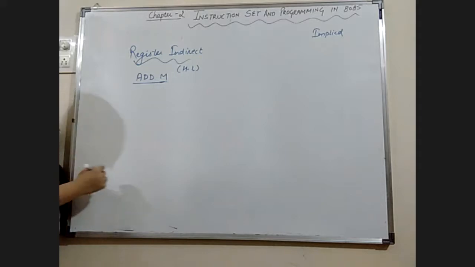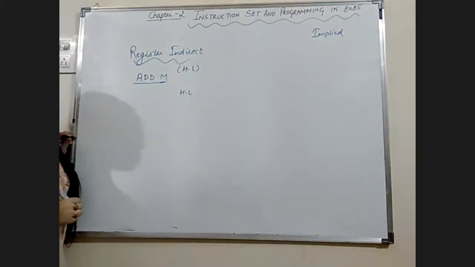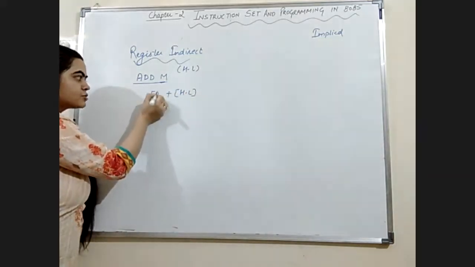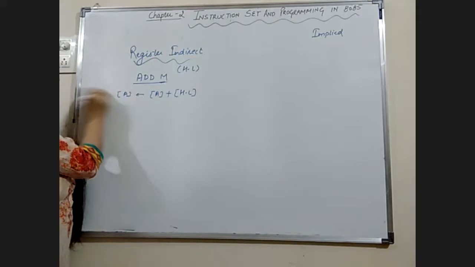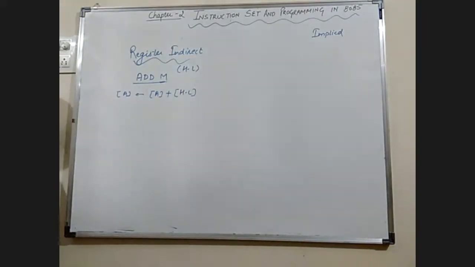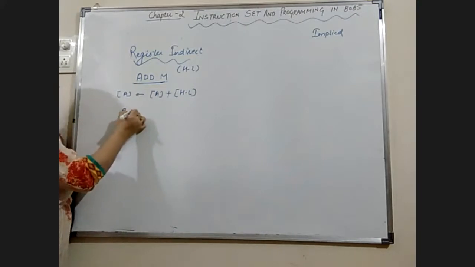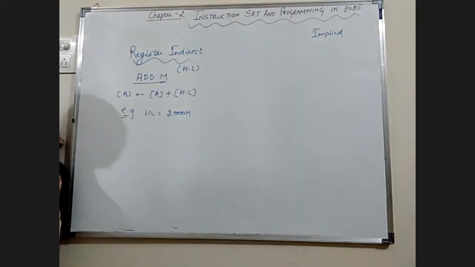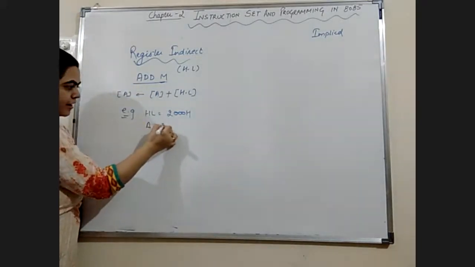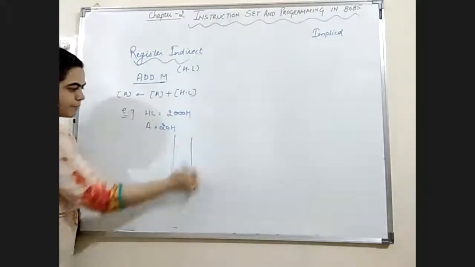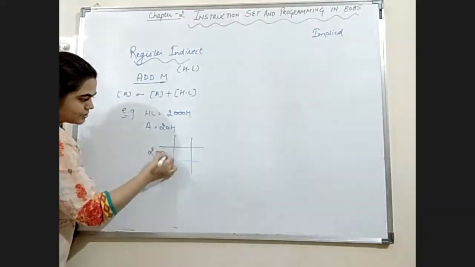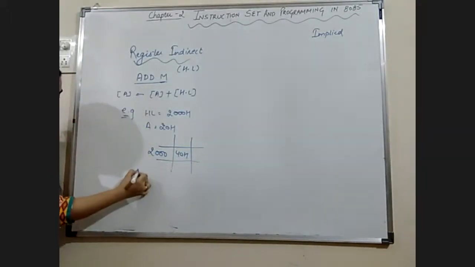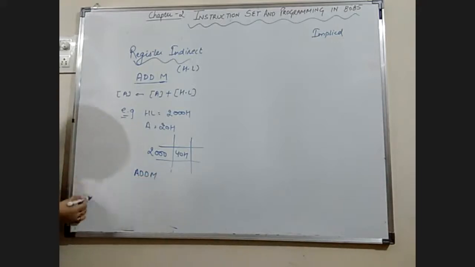So this instruction means the contents present in the memory location that is pointed by the HL pair will be added with the contents of the accumulator, and the result is finally stored into the accumulator. For example, the HL pair has address 2000H, in the accumulator we have contents 20H, and at this memory location we have contents 40H.